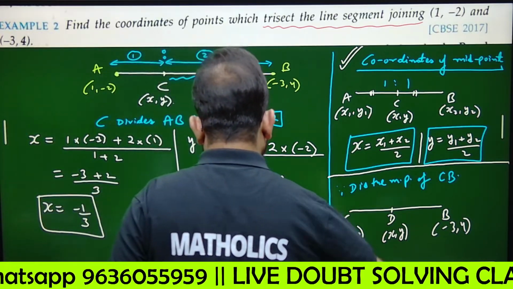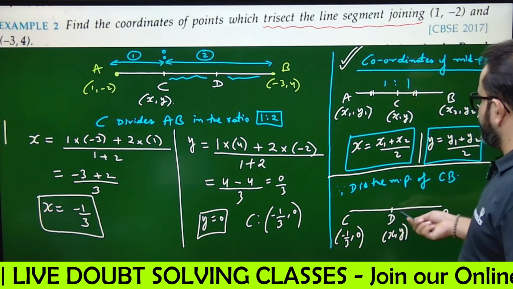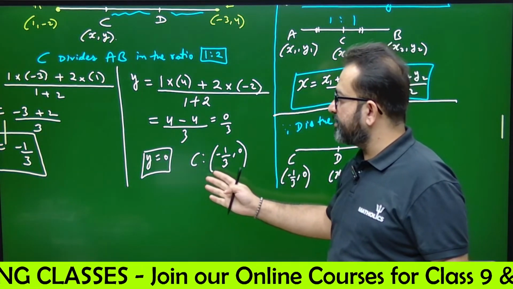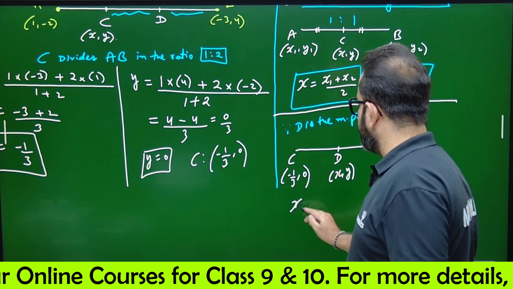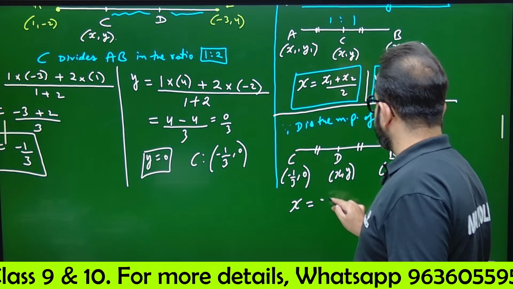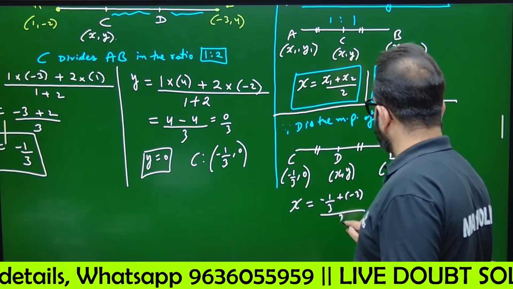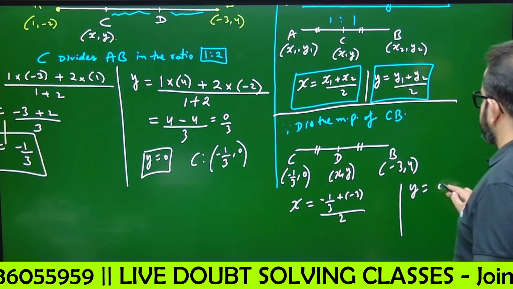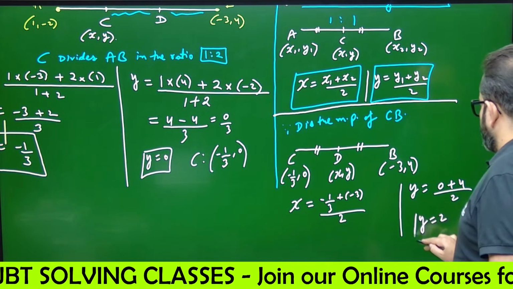Now, finding coordinates of this point D. How to find? D is the midpoint of CB. So we simply use C, which we just found as minus 1 by 3 comma 0. For D, I'll write X equals minus 1 by 3 plus minus 3, whole by 2. And for finding Y, 0 plus 4 by 2. So it is 4 by 2. Y came out to be 2.